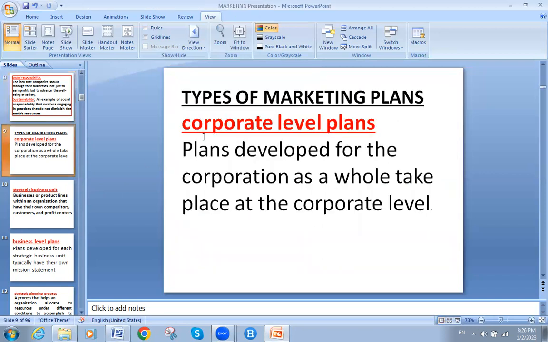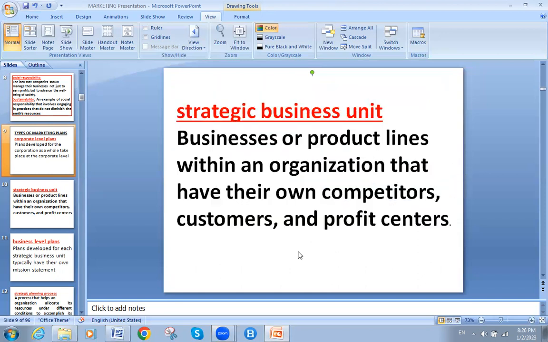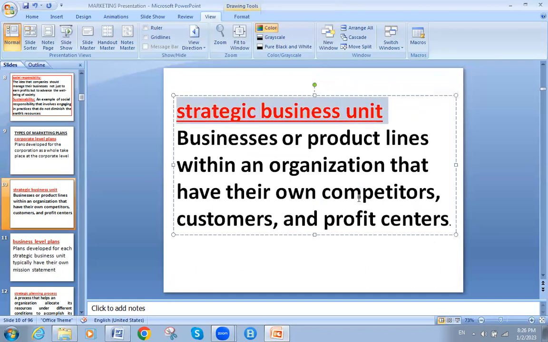Okay, now we will go to the types of marketing plan. The types of marketing plan are, first, the corporate level plan. The corporate level plans are developed by the corporation as a whole and take place on the corporate level. Then strategic business units. The word strategic means of vital importance, like I said before. These are businesses or product lines within an organization that have their own competitors, customers, and profit centers.